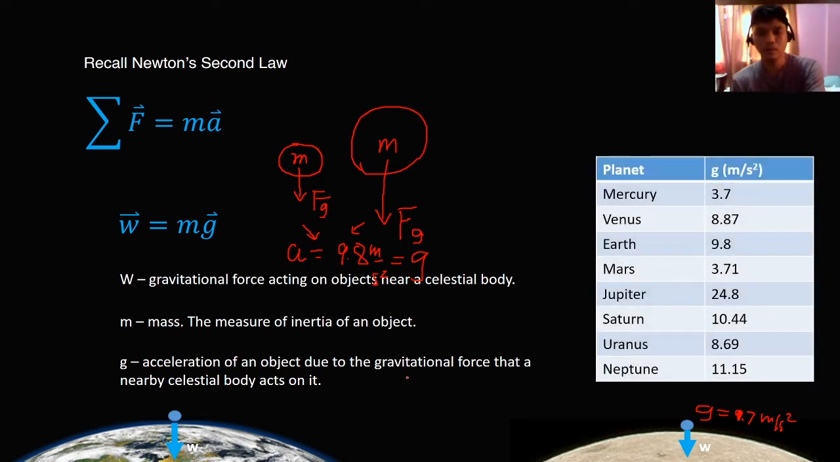These are values for the g for various celestial bodies.